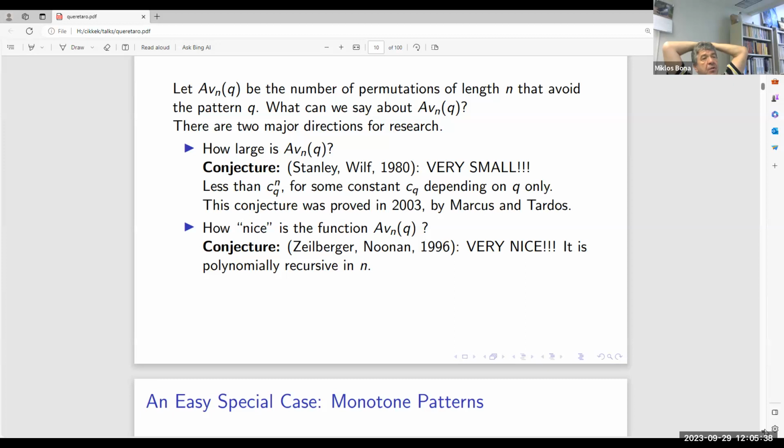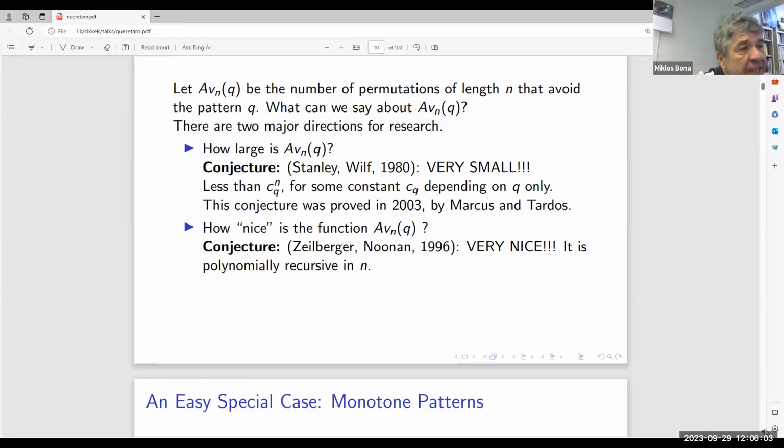Now, as much as I know, Doron doesn't believe that this conjecture is true anymore. So his conjecture is now that these sequences are polynomially recursive, or maybe not. Also, Doron and his student Noonan conjectured this not just for a single pattern, but also for the more general problem of what if you want to avoid not just one pattern, but a set of patterns.